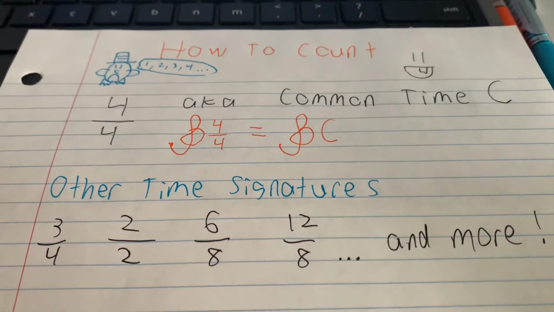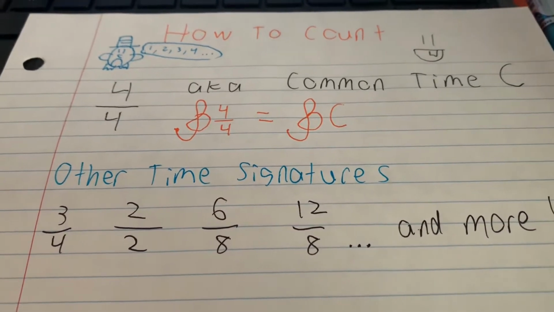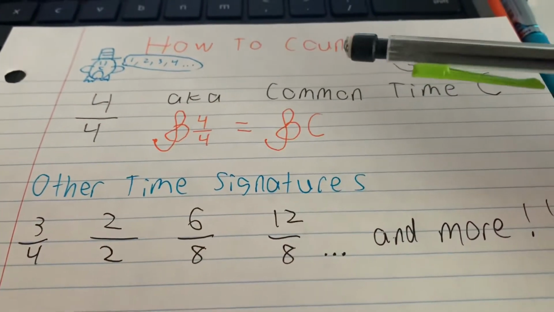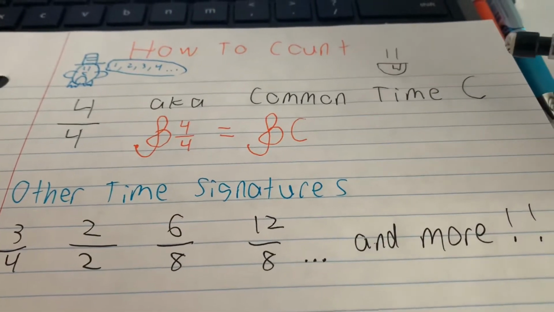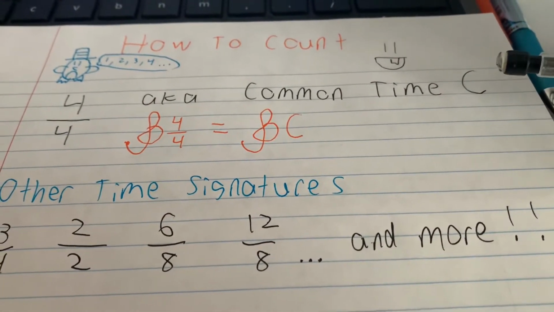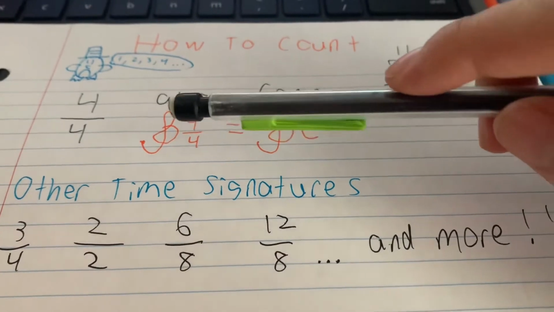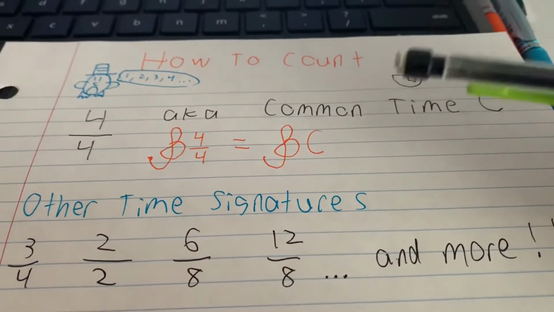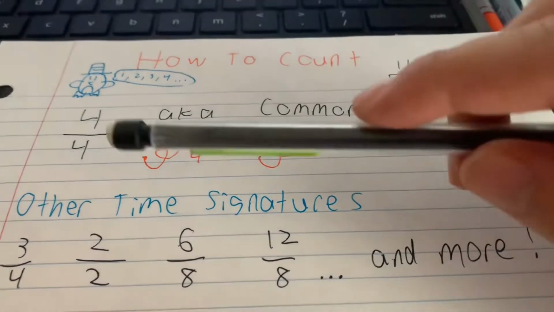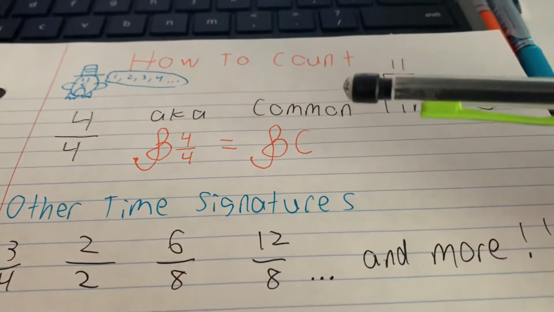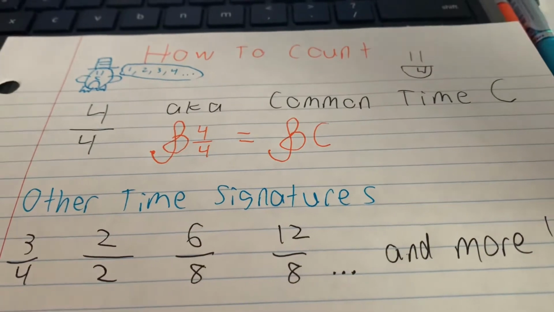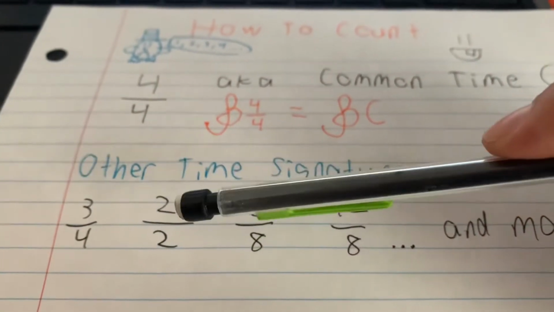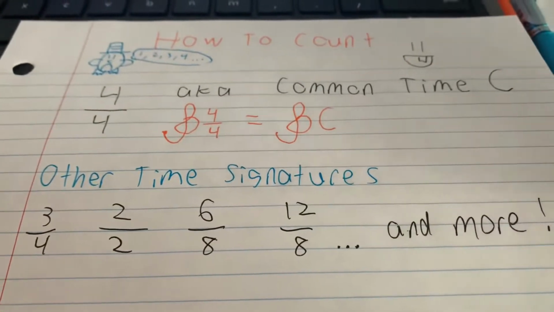So the majority of music is written in the time signature 4/4. This is also known as common time, which is also notated as the letter C in a piece of music in the beginning. So 4/4 is the same thing as writing the letter C. It's called common time because 4/4 is the most common time signature used to write music. There are of course many other time signatures such as 3/4, 2/2, 6/8, 12/8, and many more.